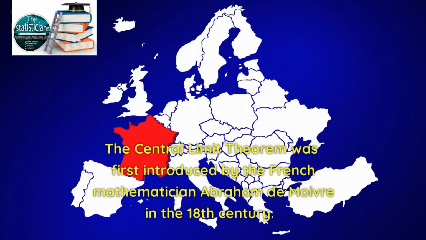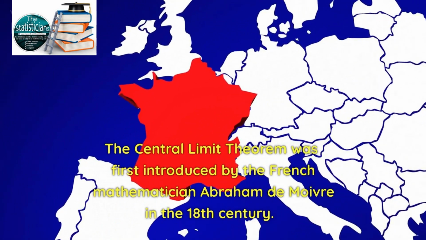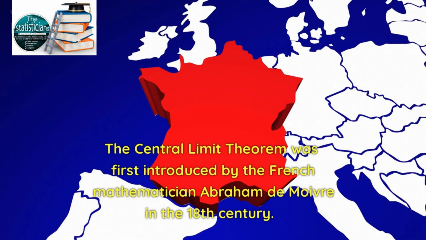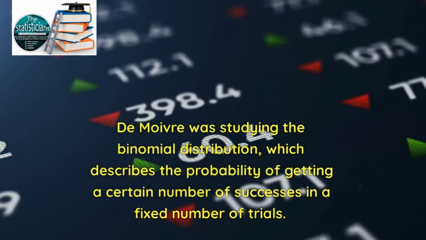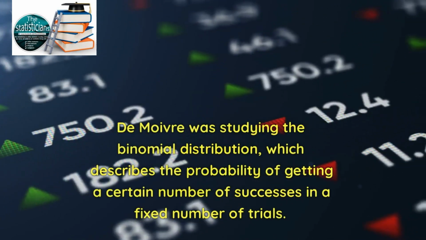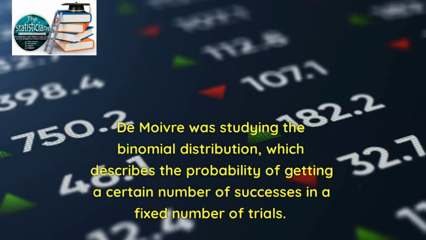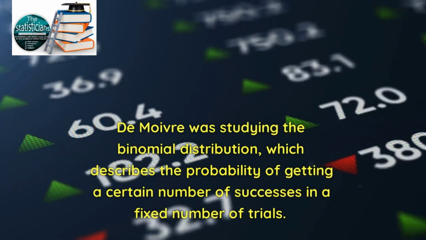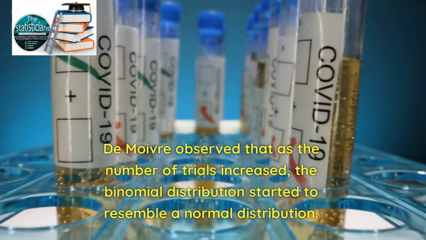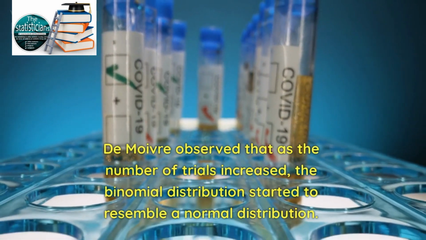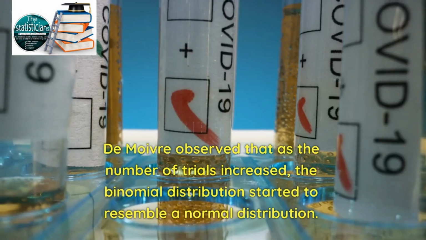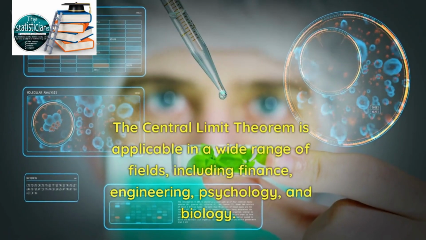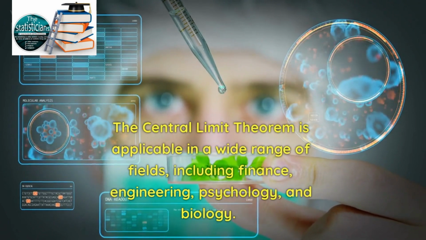The Central Limit Theorem was first introduced by the French mathematician Abraham de Moivre in the 18th century. De Moivre was studying the binomial distribution, which describes the probability of getting a certain number of successes in a fixed number of trials. De Moivre observed that as the number of trials increased, the binomial distribution started to resemble a normal distribution.